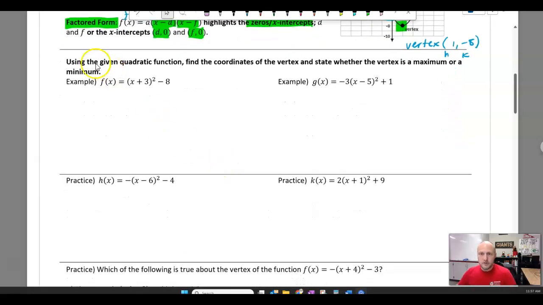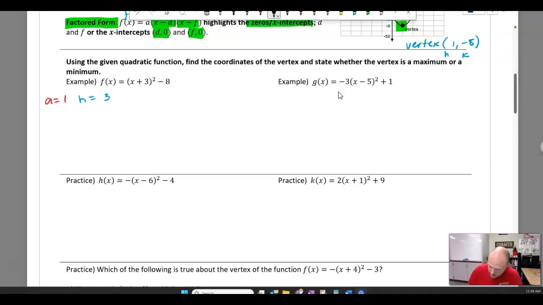So example 1, using the given quadratic function, find the coordinates of the vertex and state whether the vertex is a maximum or a minimum. Okay, so what we're going to do here is, again, identify our h, and maybe our a value too. Our a value is important.